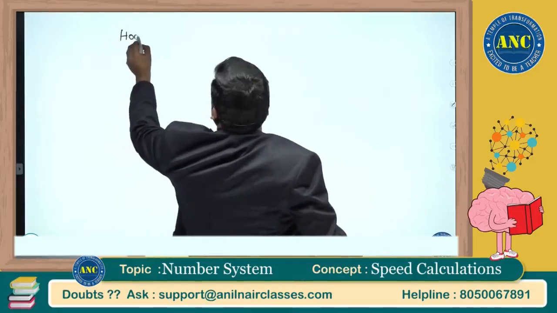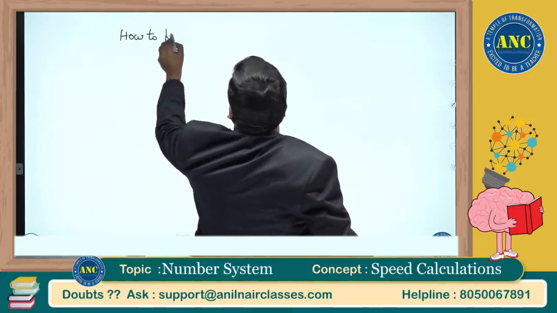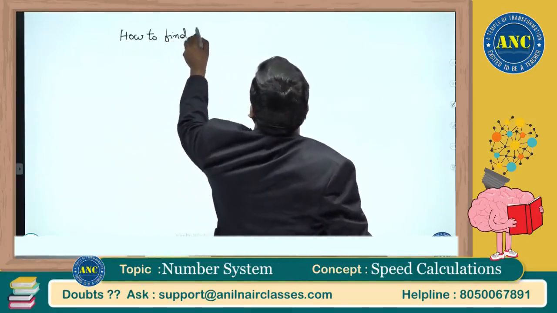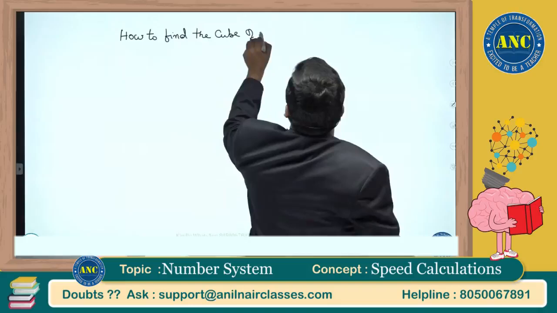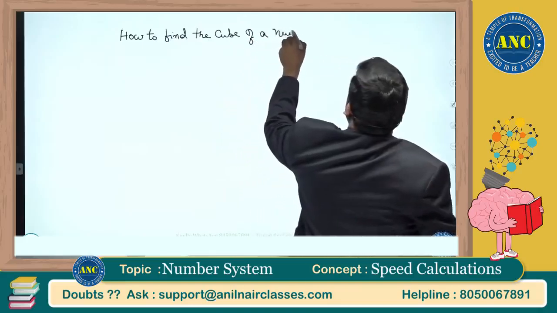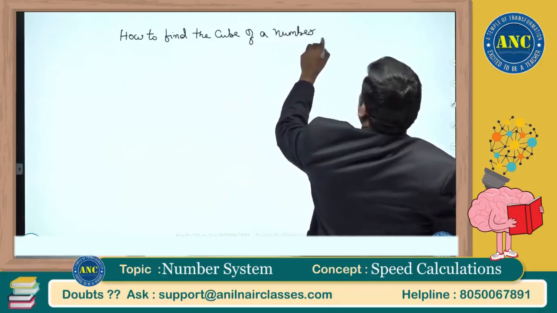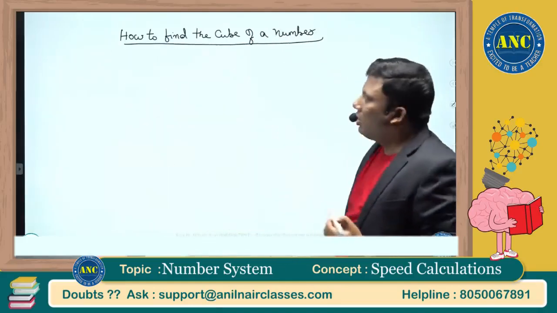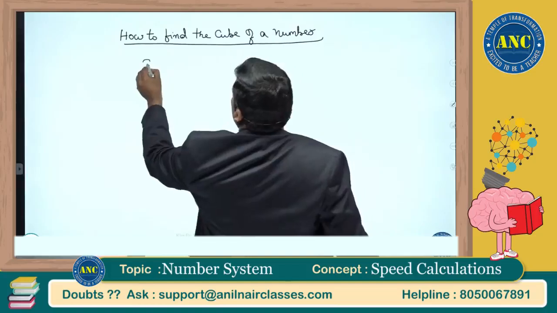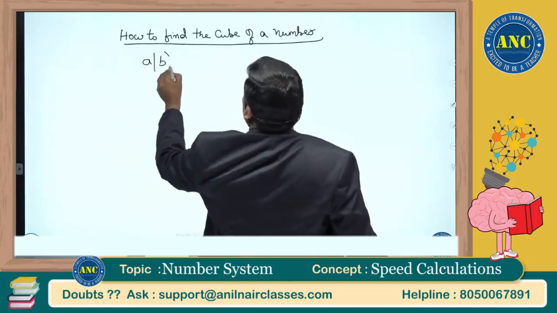Cube of a number. In yesterday's class, we discussed up to the square of a number. Let us complete some more concepts related to how to find the cube of a number. Yesterday we discussed finding the square of a number using (a plus b) whole square.